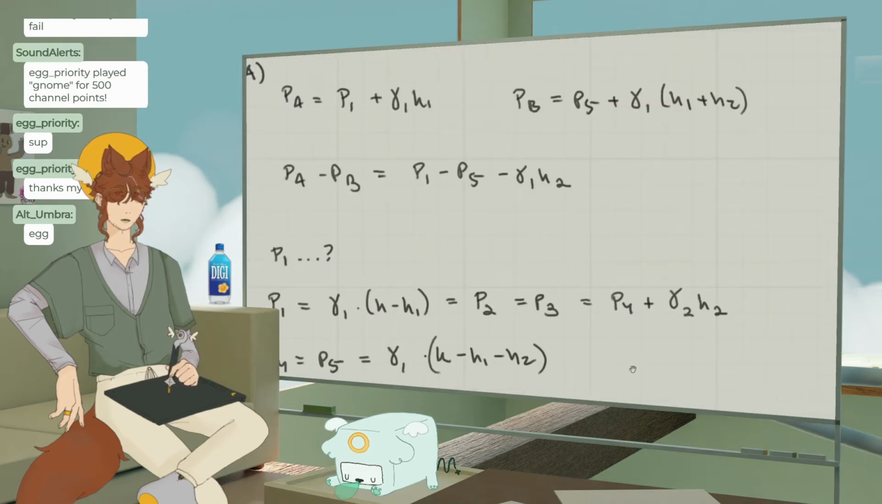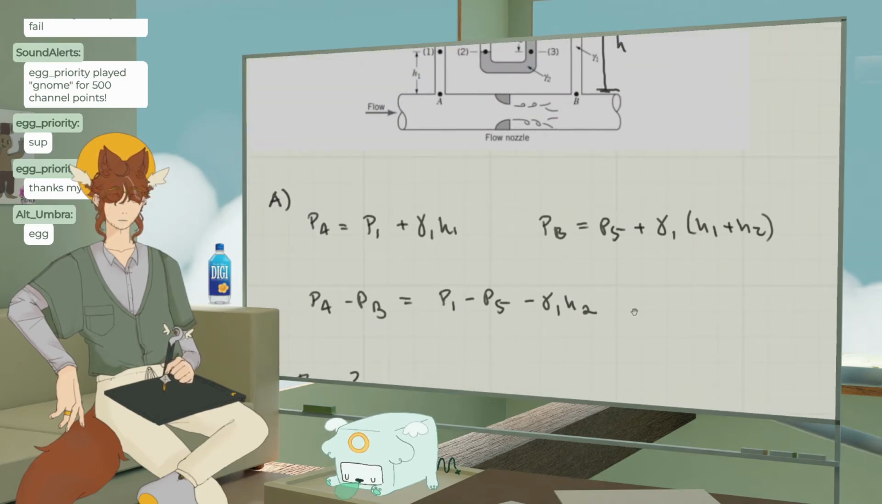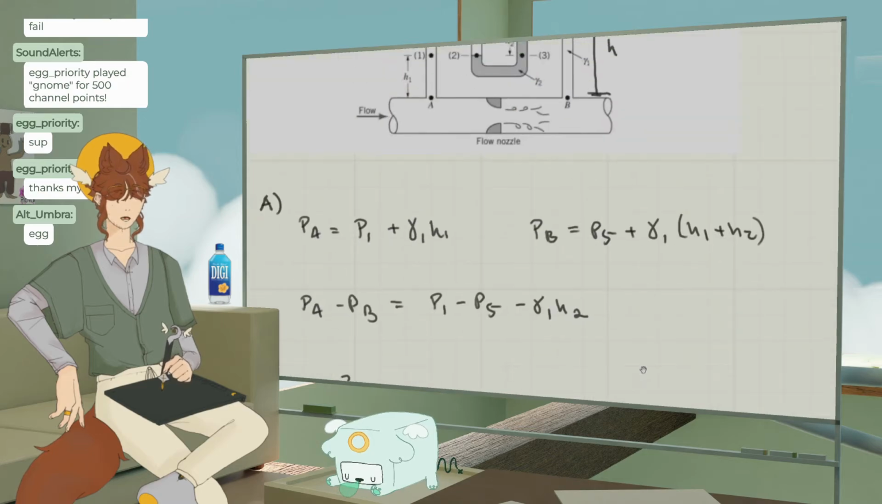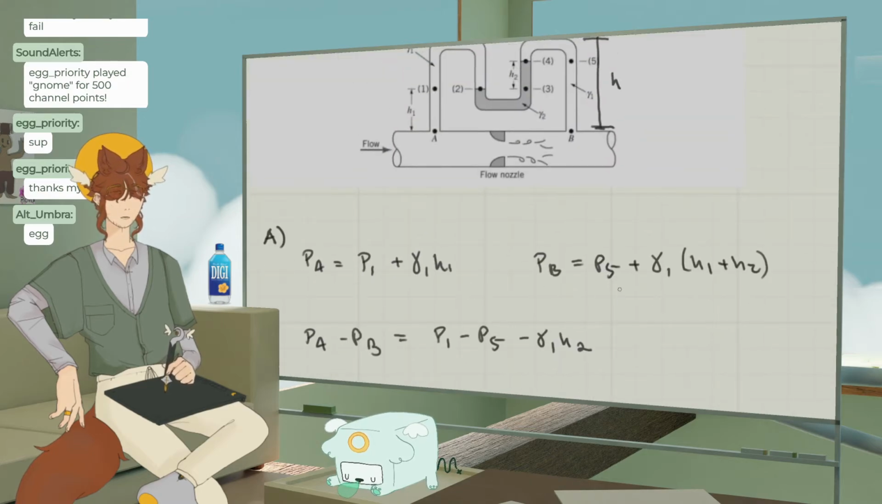Wait. H2? What the? I trust it. Sure. H2. Wait. I need H1 in there. There has to be an H1. Did I forget an H1? But we got the density of this fluid. Let's go, baby. Let's go.